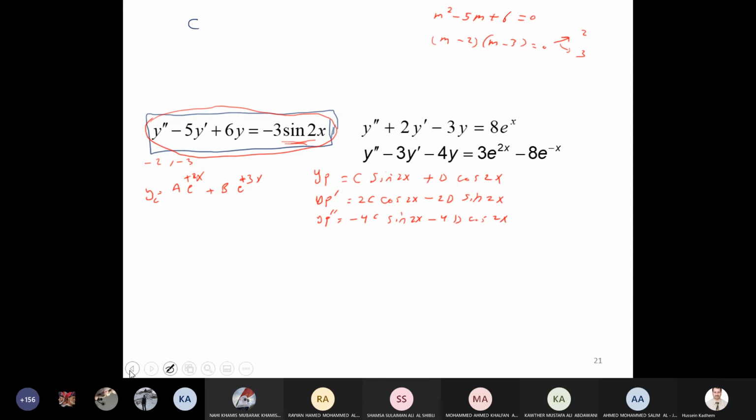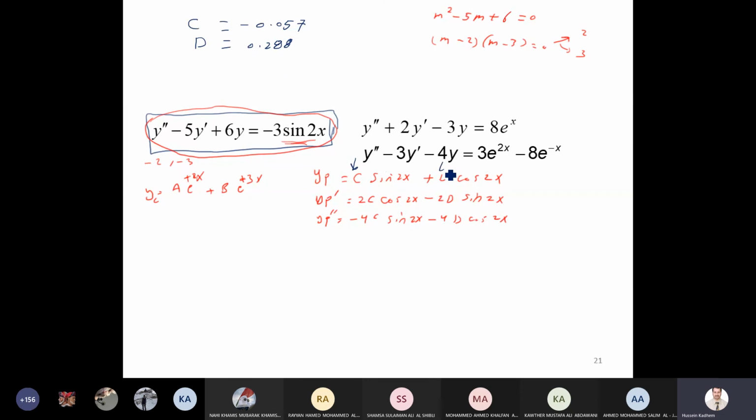Okay, give me the final answer, C and D. How much is C? How much is D? C is minus 0.057 and D is minus 0.288. Minus 0.057, excellent. Now I will take them and substitute here.